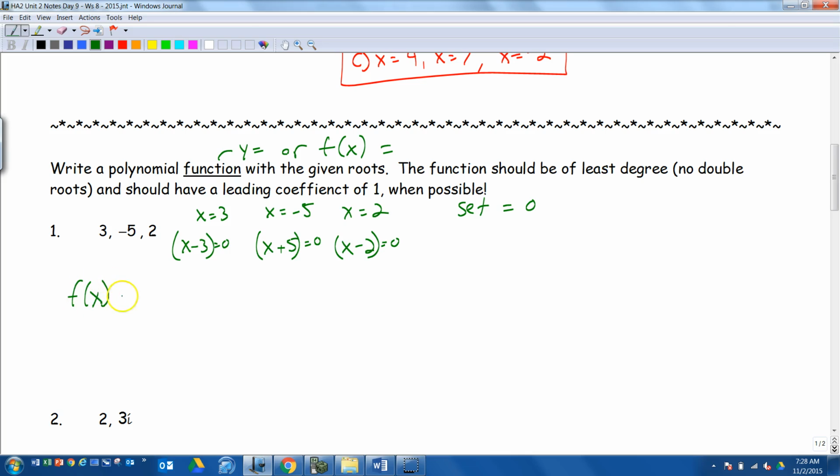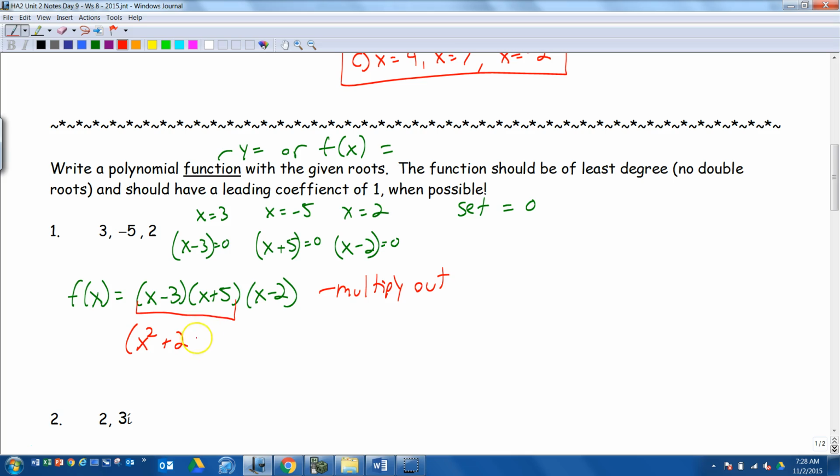But remember, standard form means it's multiplied out. So first thing I'm going to do is put them here. But at this stage, you need to multiply them out. So I'm going to multiply these two first and FOIL it. And I get x squared minus 3 plus 5 is a plus 2x minus 15. And then I still have this x minus 2.